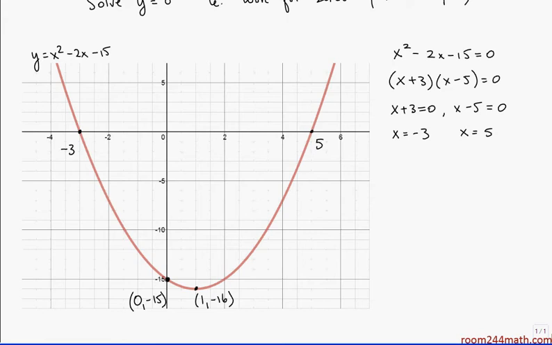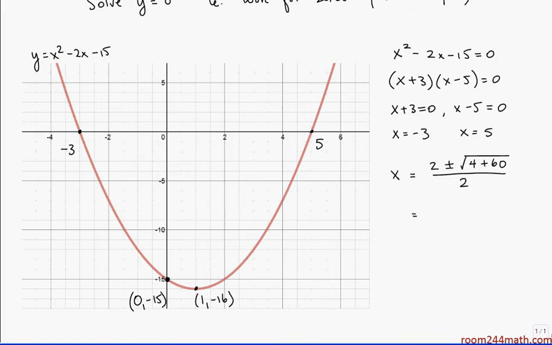Now, let's go a little bit further. Let's imagine that you didn't factor this, or you couldn't factor it, and instead you used the quadratic formula. So x is equal to minus b. b is -2, so minus b would be +2, plus or minus the square root of b squared, that's 4, minus 4ac, because c is negative, this becomes plus 4 times 15, which is 60, all over 2a, which is just 2.